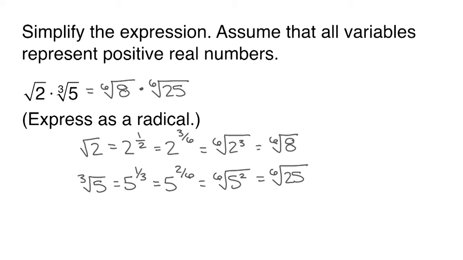25. Now that the index of the root is the same, we can multiply the radicands. So we have the sixth root of 8 times 25, which is equal to the sixth root of 200.